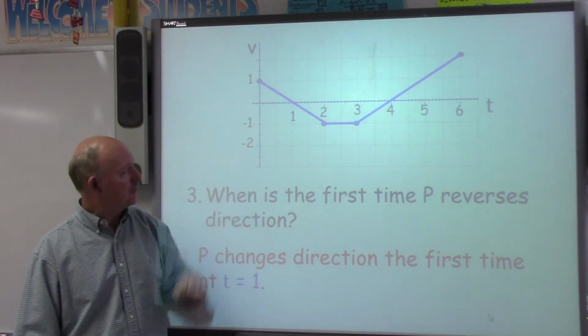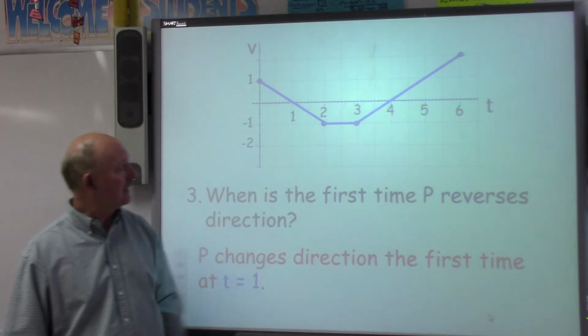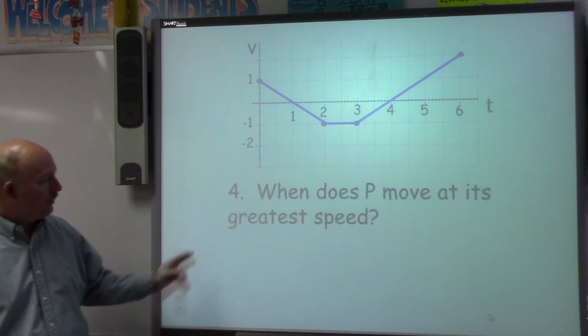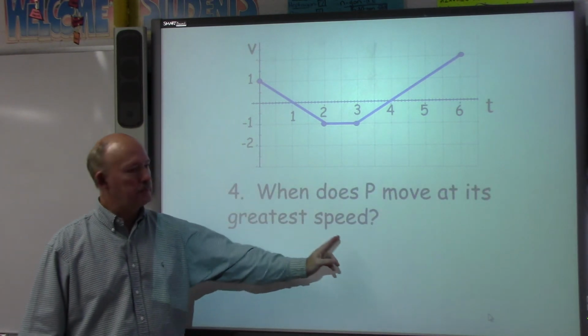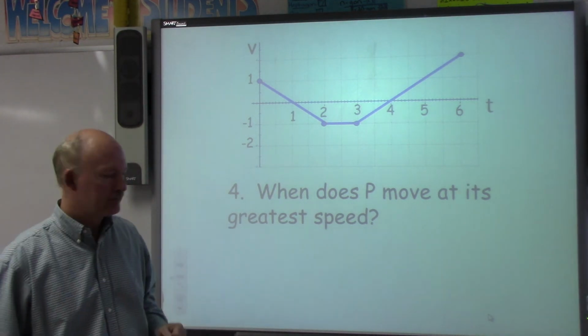All right, so it changes direction here. And you can see the particle moving to the right, and then it starts to move to the left at 1. Okay, next question about our graph. When does P move at its greatest speed? Now, speed, remember, is the absolute value of velocity.